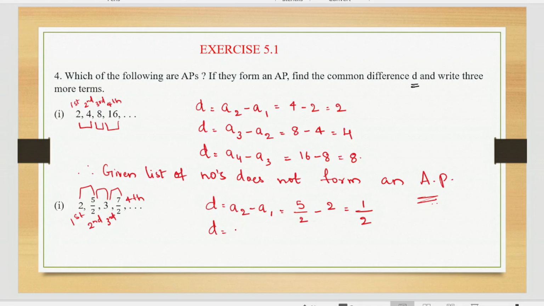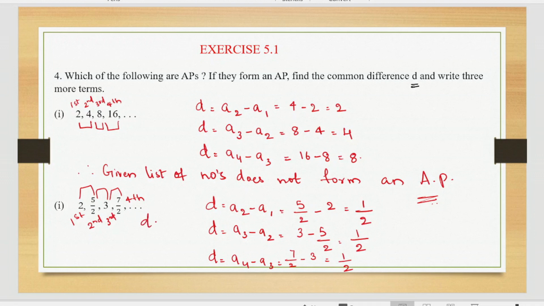And the common difference for the next one, that is A3 minus A2, where A3 is 3 minus A2 is 5 by 2. Here we have 2; 3 twos are 6. 6 minus 5 is 1, so 1 by 2. And the common difference for the last two terms, which is A4 minus A3: A4 is 7 by 2 minus A3 is 3. The LCM is 2. 7 minus 6 is 1, so 1 by 2. So we can say that the common differences of this list are the same, so we can say it is an AP.